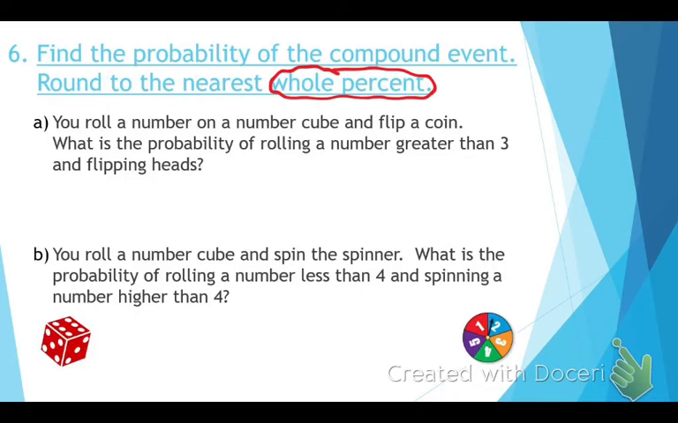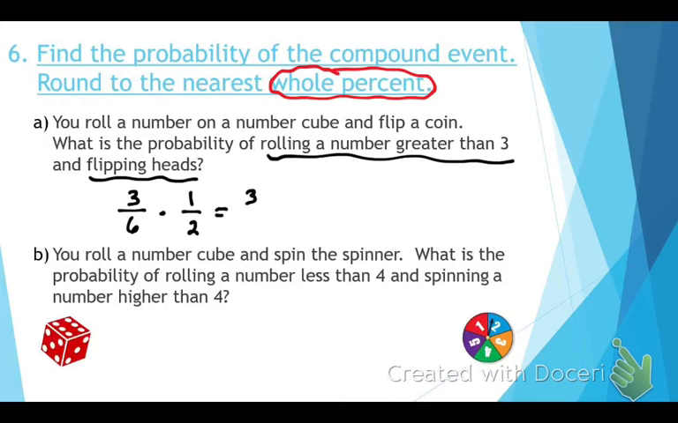The first thing it asks us here, remember it's a compound event, so we're looking for 2 or more things. You roll a number on a number cube and you flip a coin. What's the probability of rolling a number greater than 3 and flipping heads? Guys, on this dice right here, how many numbers are greater than 3? 4. Oh. 3. Only 3 of them. What numbers are greater than 3? 4, 5, and 6. Okay, so I have a 3 out of 6 chance that that's going to happen. Let's talk about flipping heads on a coin. What are the odds I'm going to flip heads? 1 out of 2.